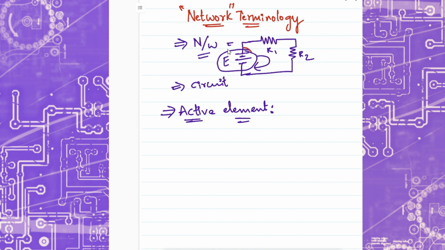Here, if we consider this energy source to be a voltage source, it is supplying energy to the rest of the circuit. So an active element is the source of energy which actively supplies energy to the rest of the circuit. Coming to the next term, the passive element. Passive elements are the ones which consume the energy in the network or the circuit, which means active elements are the source of energy, whereas passive elements are the ones which consume the energy.